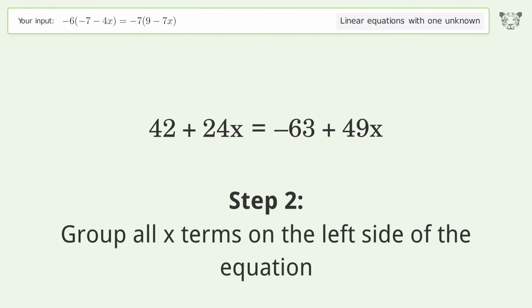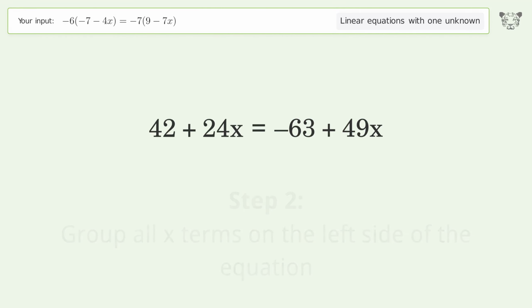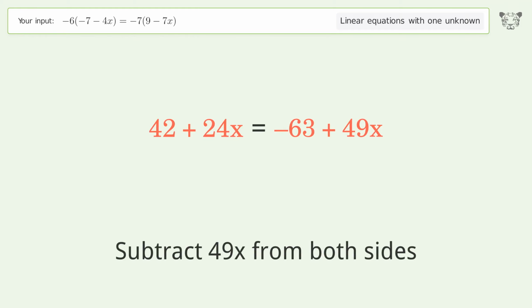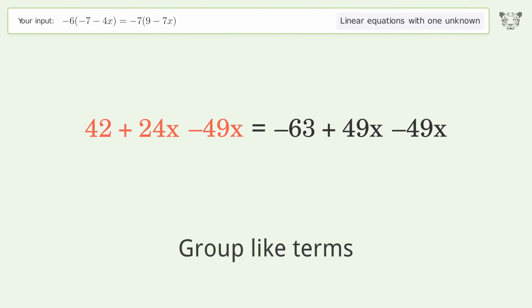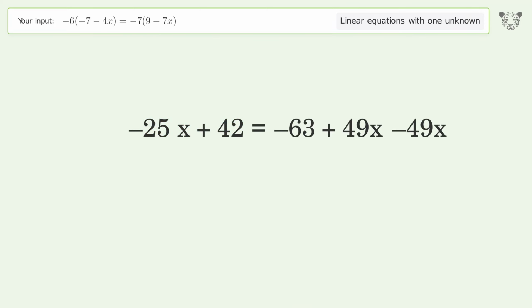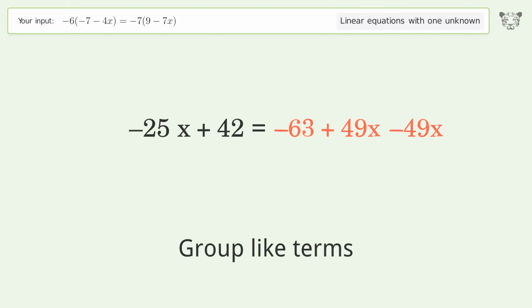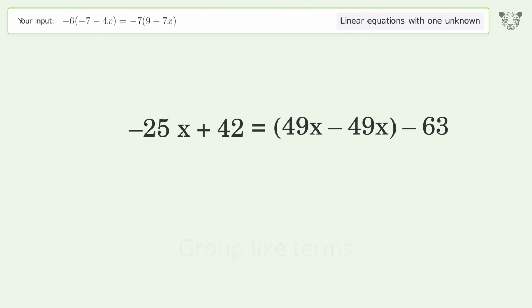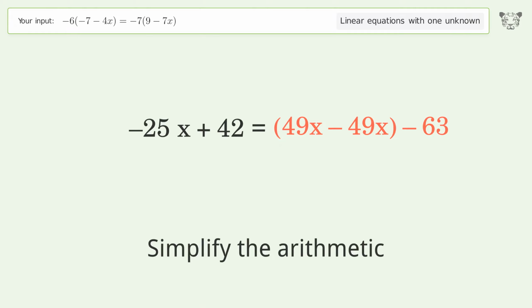Group all x terms on the left side of the equation. Subtract 49x from both sides. Group like terms. Simplify the arithmetic. Group like terms. Simplify the arithmetic.